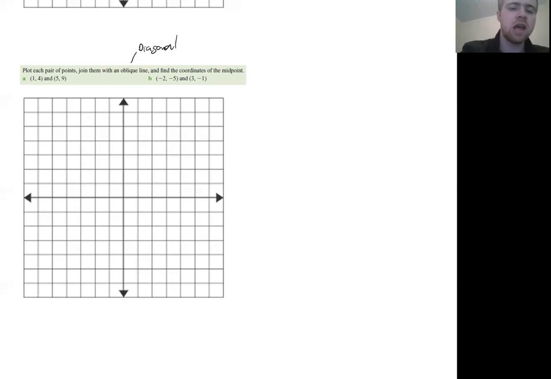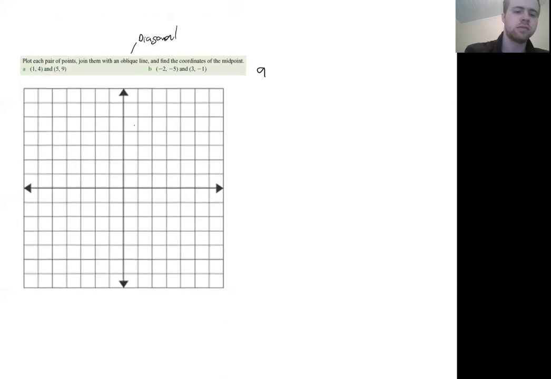So for part A, let's plot the points first. It's going to be 1 and then up 4, which is here. That's our 1, 4. And then our next one is 5, 9. So it's going to be across 5, 1, 2, 3, 4, 5, and then up 9. We're going to need to redo this. We're going to need a bit more space.